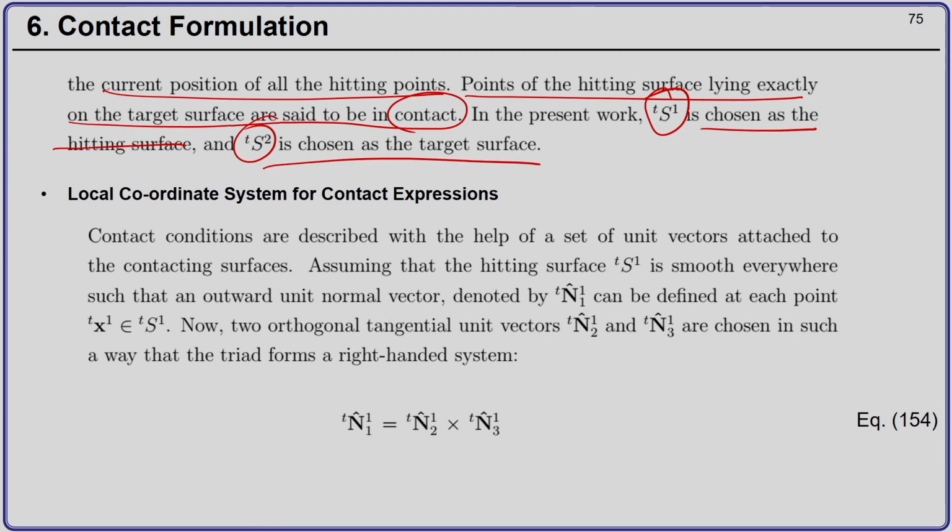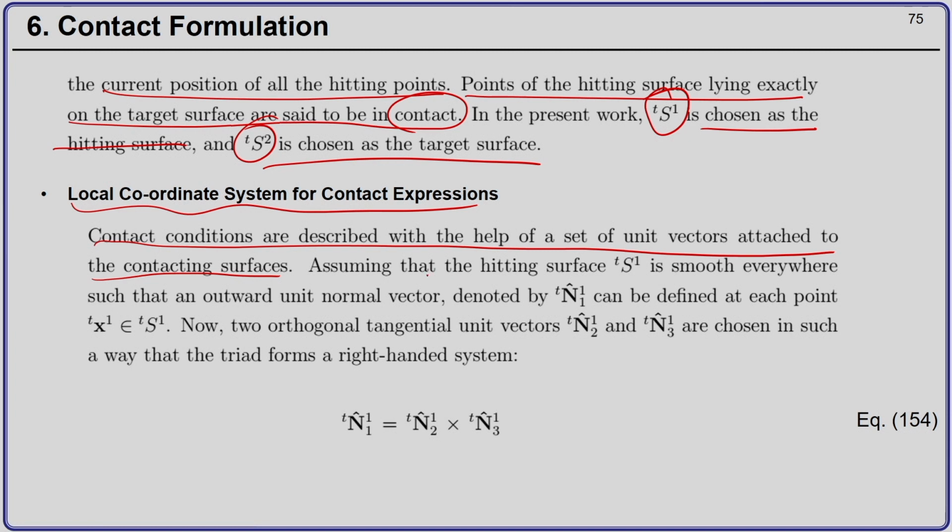Now, before we proceed with the contact simulation, we have to define what is called the local coordinate system for the derivation of the contact expression. So, contact conditions are described with the help of a set of unit vectors attached to the contacting surface. So, at each contacting point you have to define a set of unit vectors, which are normal and tangential to that point.